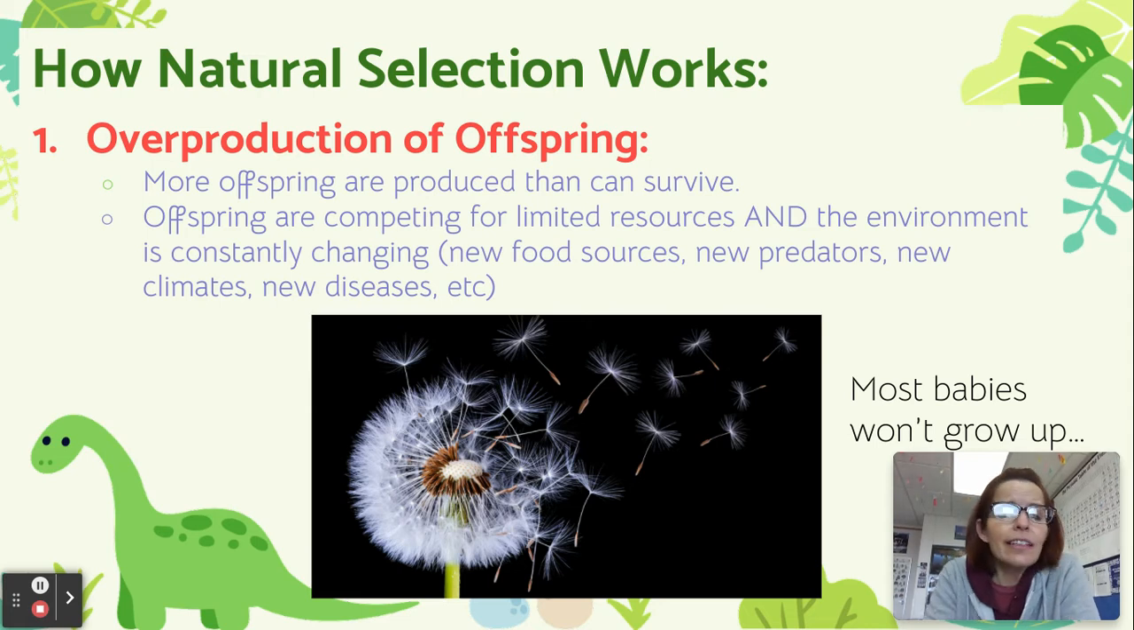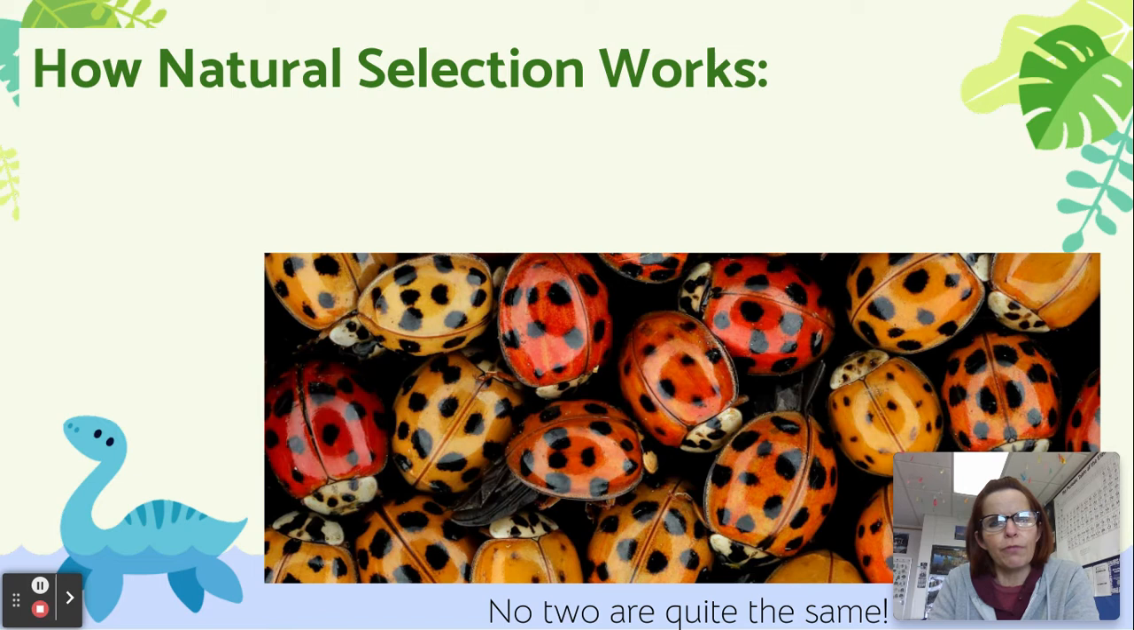So you need to understand, and this comes up in one of the steps, that the offspring are competing for limited resources. Mom and dad need to feed them, and they're competing with their siblings. The environment is changing. So maybe there are new food sources, or there are missing food sources. Maybe there's a new predator that's shown up. Maybe there are new climates or new diseases or floods or whatever. So many things change that cause the offspring to not survive well. And so we have lots and lots of babies being produced, but not lots of them surviving.